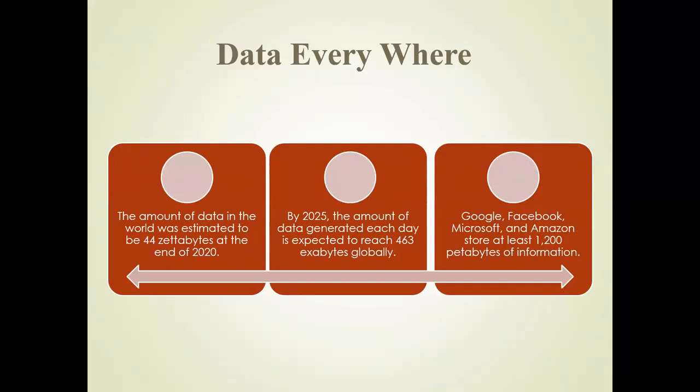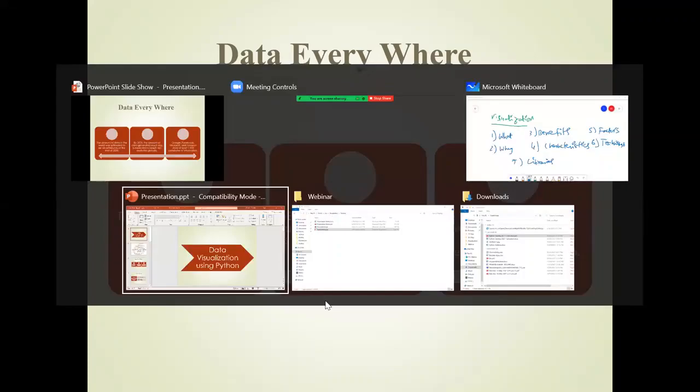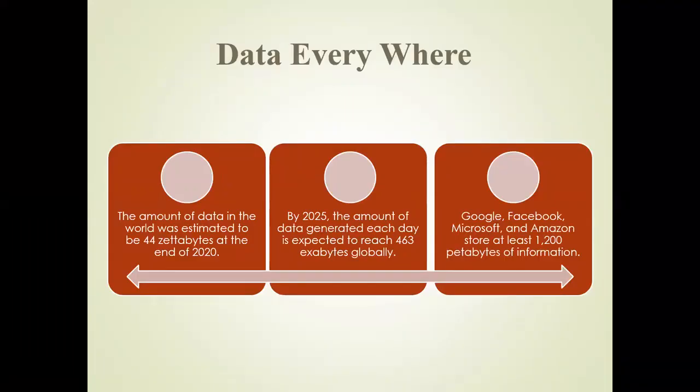Data is everywhere, and data keeps being generated. I got this information from the net: the amount of data in the world was estimated to be 44 zettabytes at the end of 2020. What is a zettabyte? If you don't know, I'm going to explain. And by 2025, daily data generation is 463 exabytes. Google, Facebook, Microsoft are generating huge amounts of data. So data is everywhere, but what is the use of this data? That we'll see. Already by the end of 2020, 44 zettabytes of data is there, and in 2025, 463 exabytes of data is going to be generated daily.